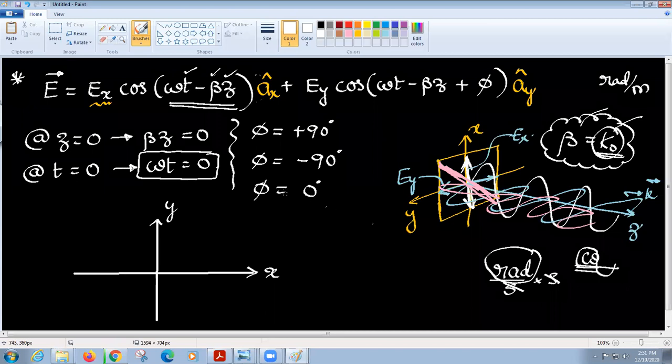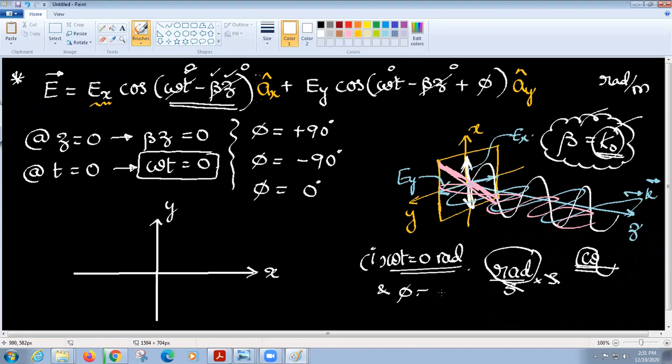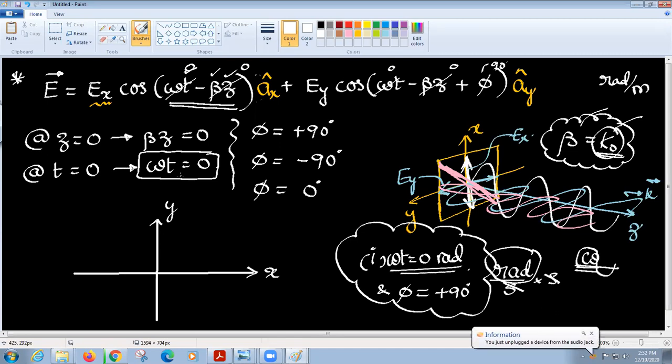So now, case one, we take omega t equal to 0 radians. If omega t is equal to 0, this is of course 0, with z equal to 0. And we also took phi equal to positive 90 degrees. You plug in phi, cos 90, then what do you get? Anyone? What do you get now?